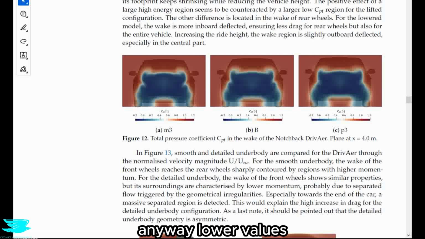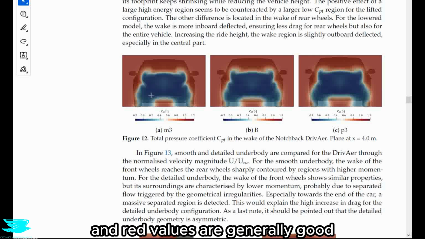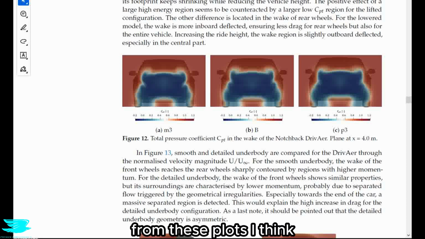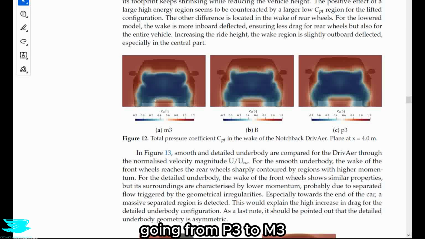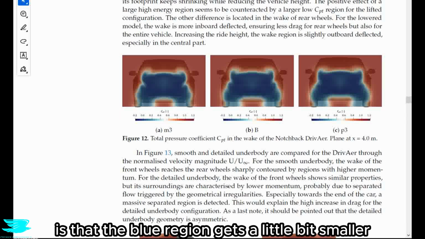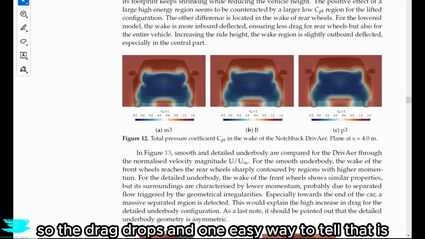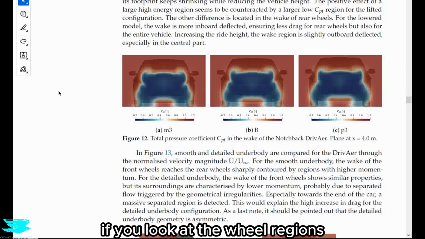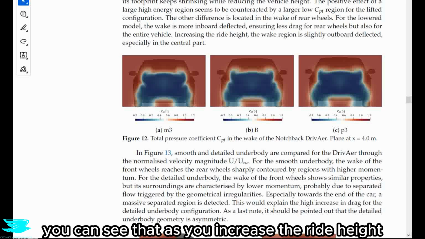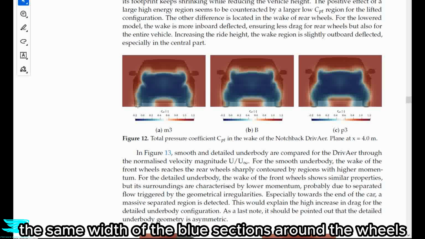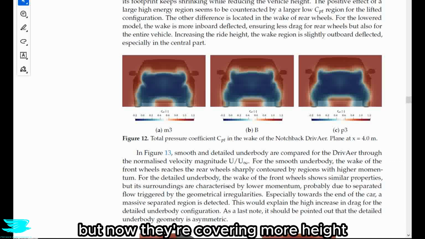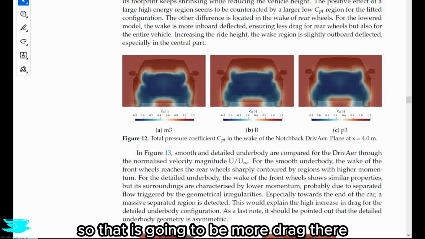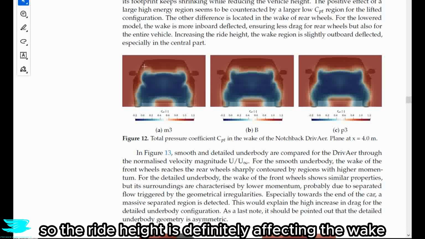Anyway, lower values, so blue values, are generally bad and red values are generally good. From these plots, I think one major advantage of the lowered ride heights, going from P3 to M3, is that the blue region gets a little bit smaller, so the drag drops. And one easy way to tell that is if you look at the wheel regions. As you increase the ride height, you still get pretty much the same width of the blue sections around the wheels, but now they're covering more height. So that is going to be more drag there. So the ride height is definitely affecting the wake and total pressure coefficient too.